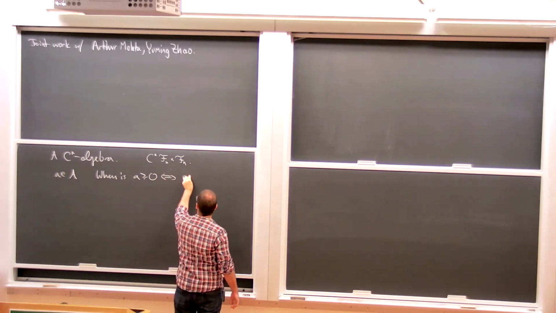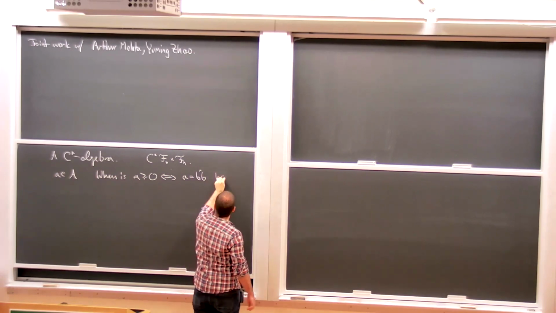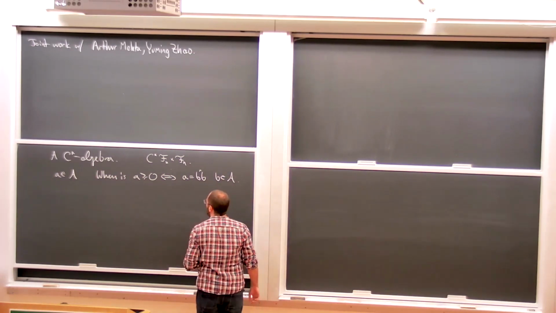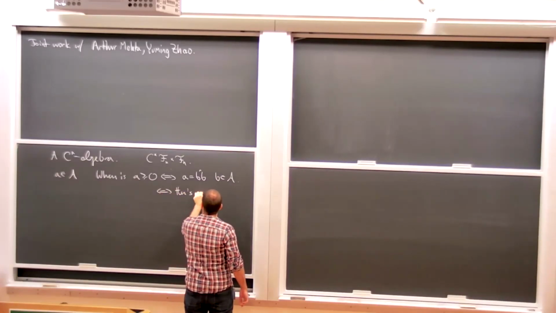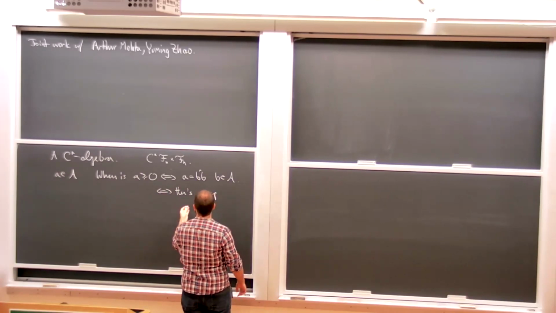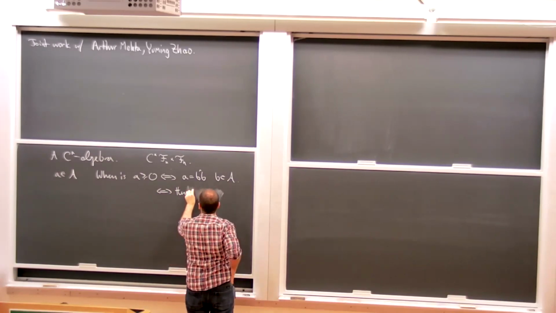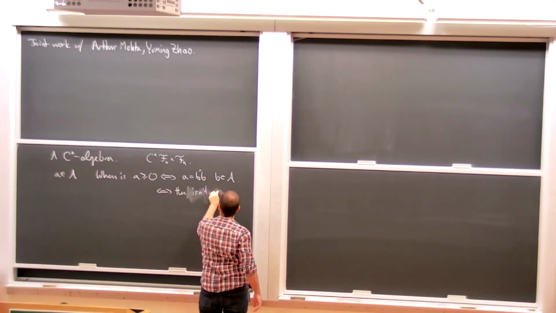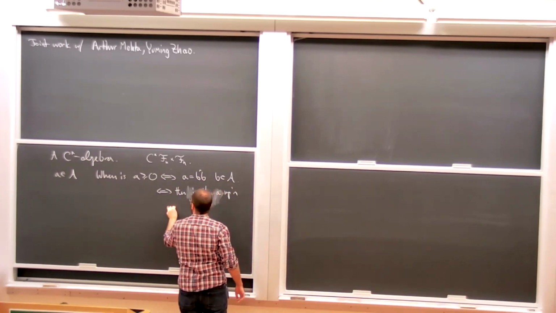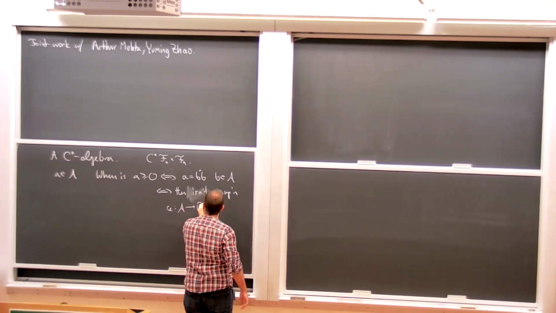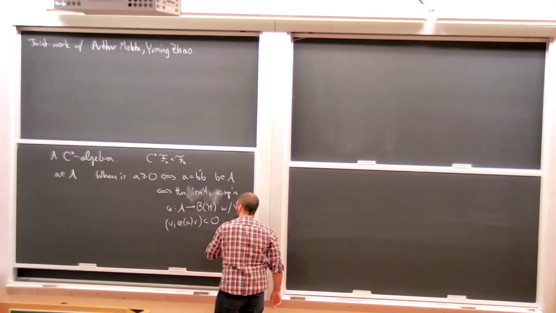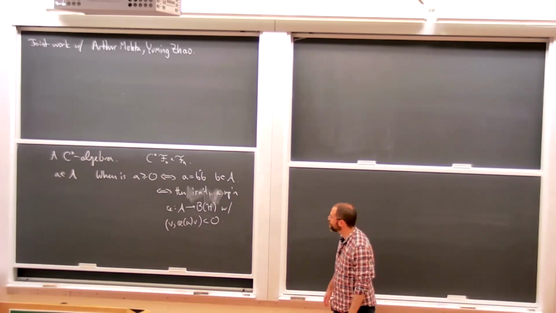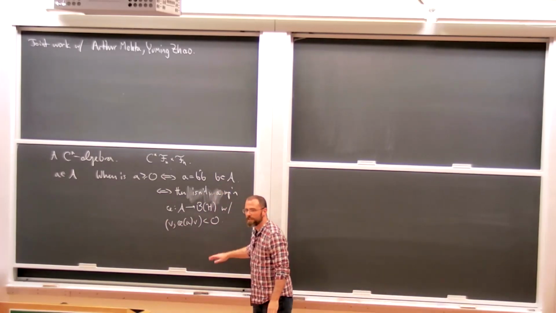A is positive if and only if A equals B star B for some B in the algebra, or if and only if there is not a representation phi from A to B of H with the inner product of V, phi of A, V less than 0. You could take either of these to be the definition of positive if you wanted to.